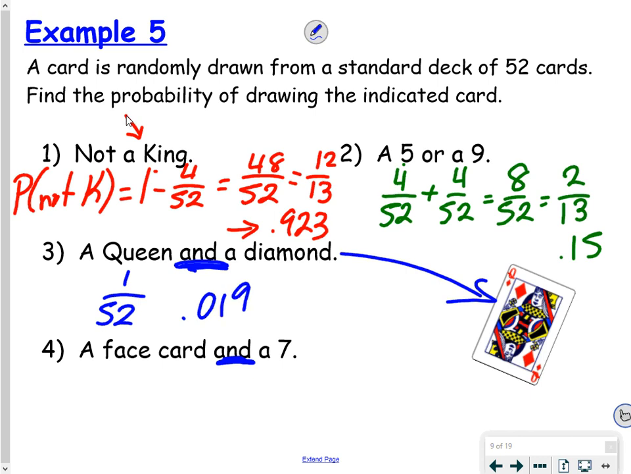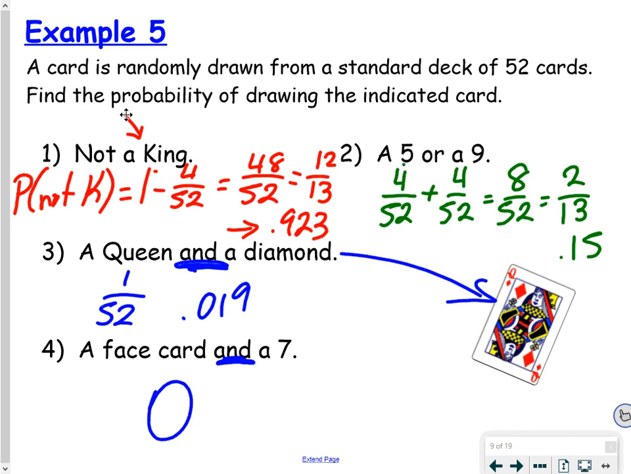So 0.019 or 1.9%. All right, then for 4, a face card and a 7. Okay, in this case, the probability of drawing a face card and a 7. Huh, that can't happen at the same time. That's a big old 0. We can't draw a face card and a 7. All right, so that's it.